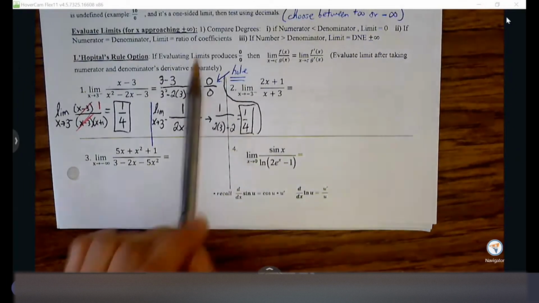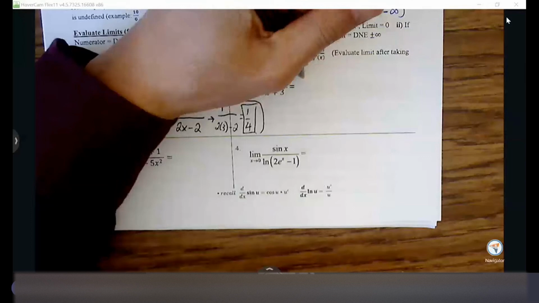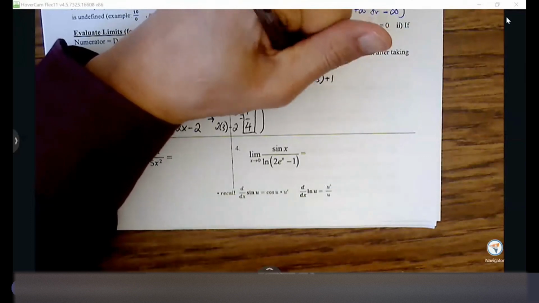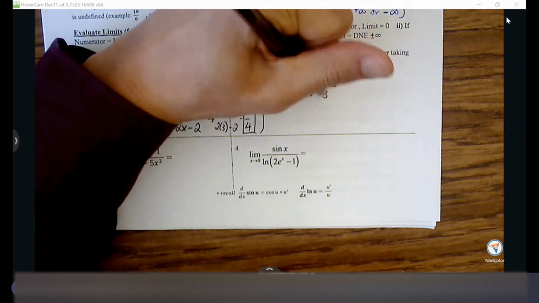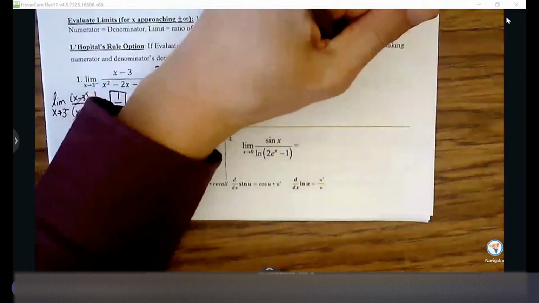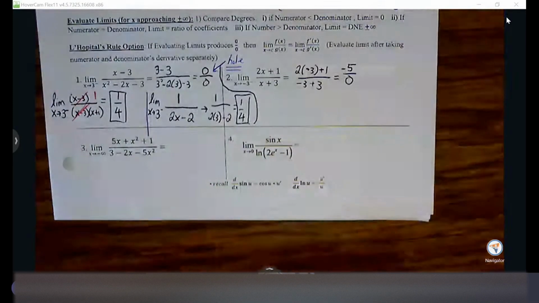Okay, number 2. Again, a one-sided limit, but what's the first thing we do? Just the -3, right? No decimals. All right, let's see what happens here. And we get -5 over 0. You're right, it's undefined.